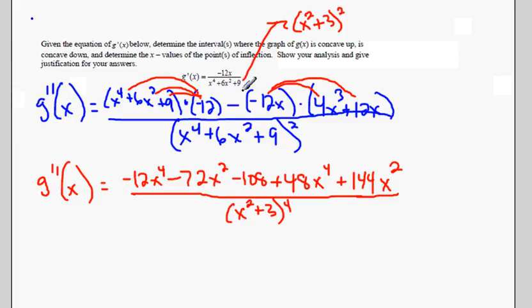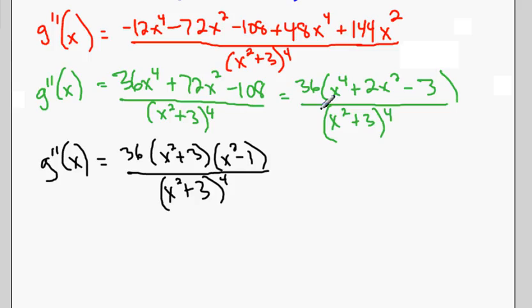Hopefully you do. Again, anytime you see a 1 and a 9, you think of the middle term as twice whatever number is being squared. So the square root of 9 is 3, and 2 times 3 is 6. Hopefully you're seeing that perfect square trinomial. So now let's combine like terms and then start trying to factor, see if we can cancel anything out.